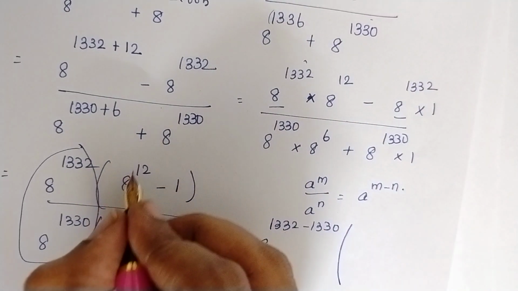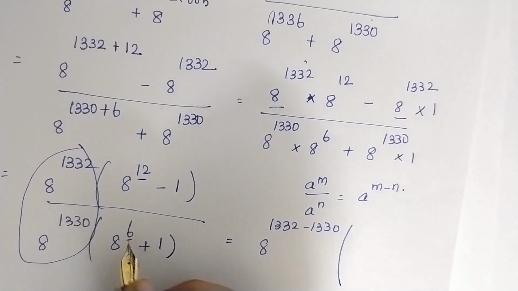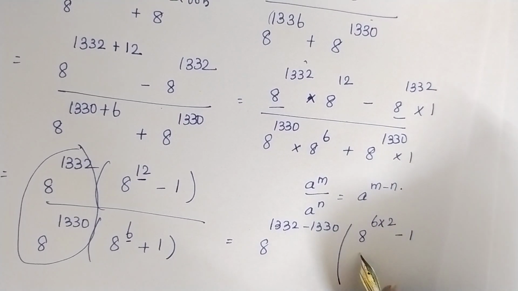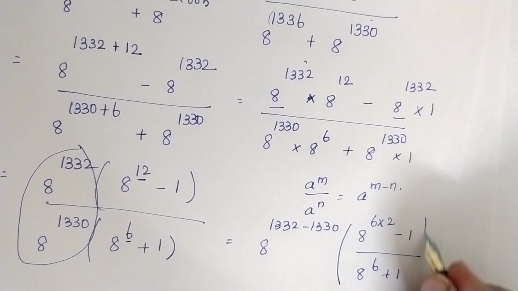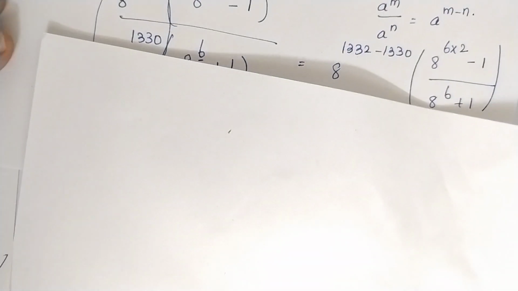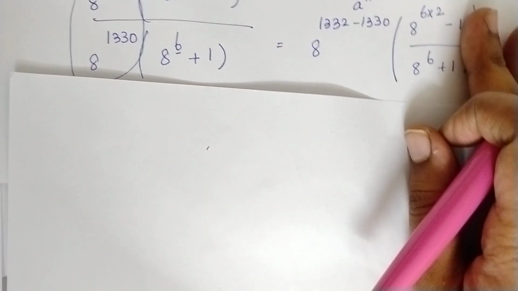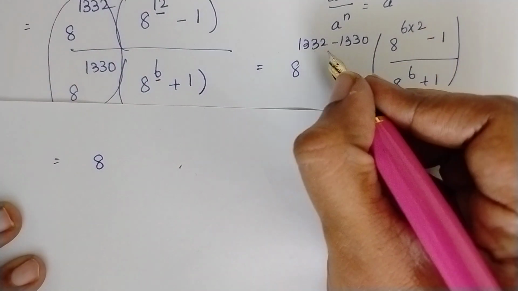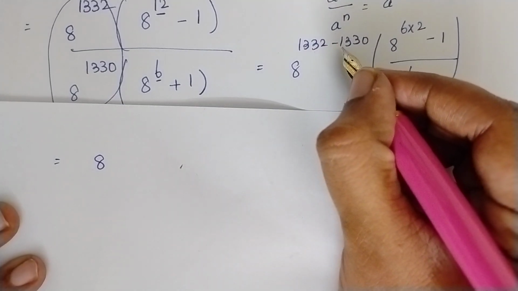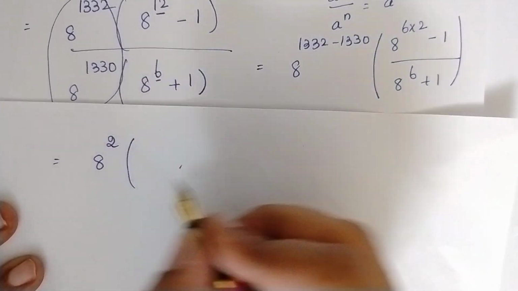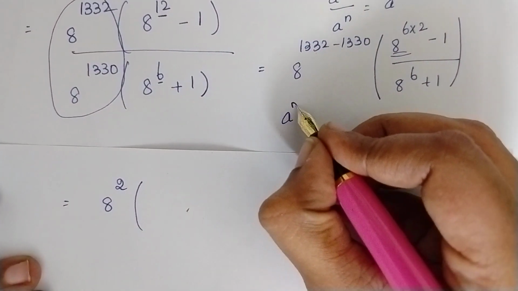Okay, and I am going to write this 12 in the form of 6 into 2, 6 twos are 12. So minus 1, divided by 8 power 6 plus 1. Okay, so next step, just see here. So this becomes 8 power 1332 minus 1330, which means what we have remaining is 2. So 8 square.